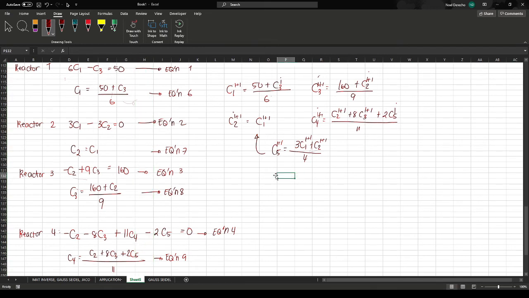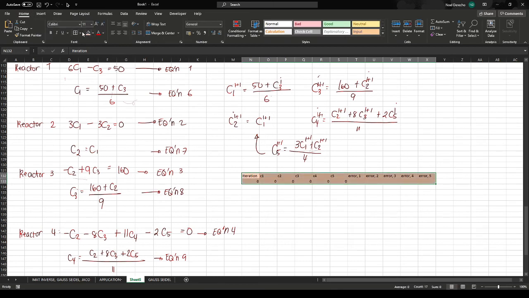So let's have a table here. Iteration, starting from C1, C2, C3, C4, C5, error 1 till 5. So yeah, starting with 0 as the initial guess. I don't mind if that's 0. No relative error yet. Color code this.